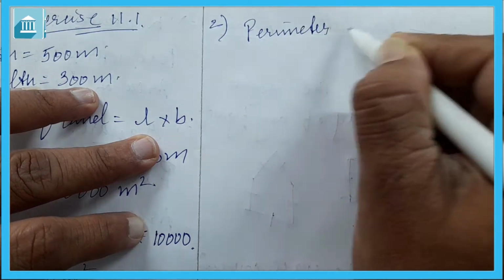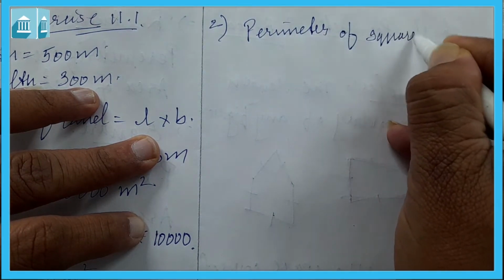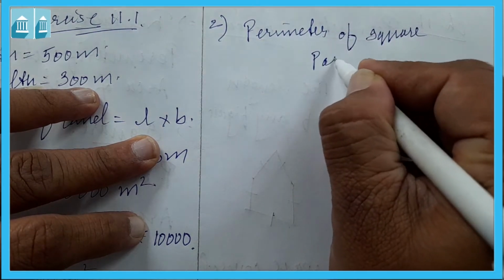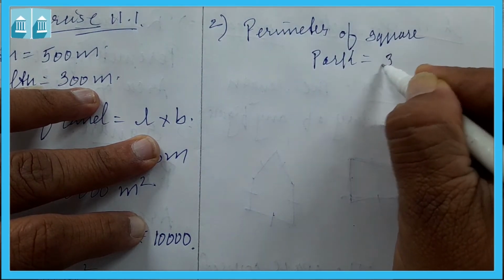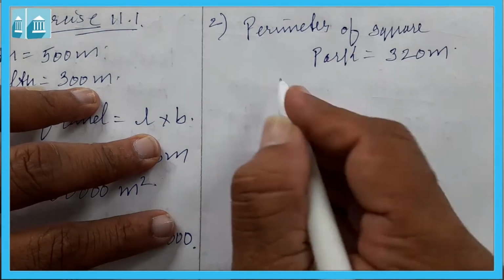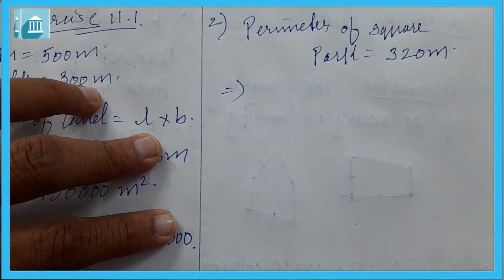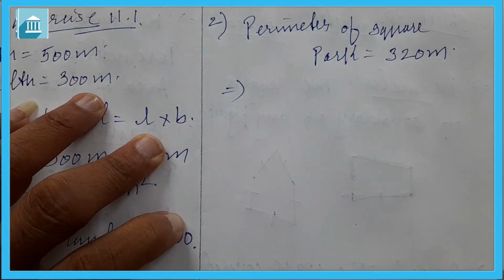Perimeter of square park. The perimeter of the square park is given as 320 meter. Now we have to find out its area. So to find out the area, first we need to find out its side.